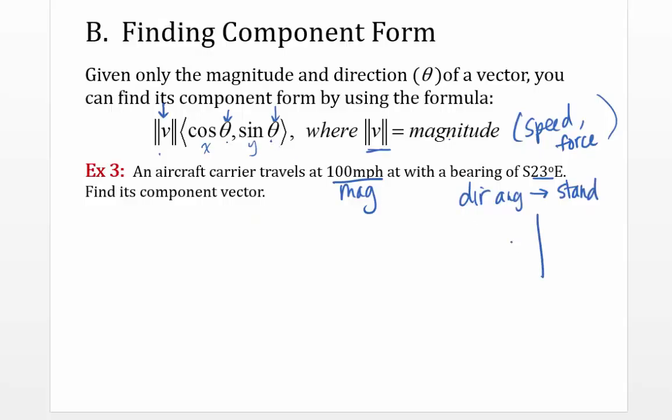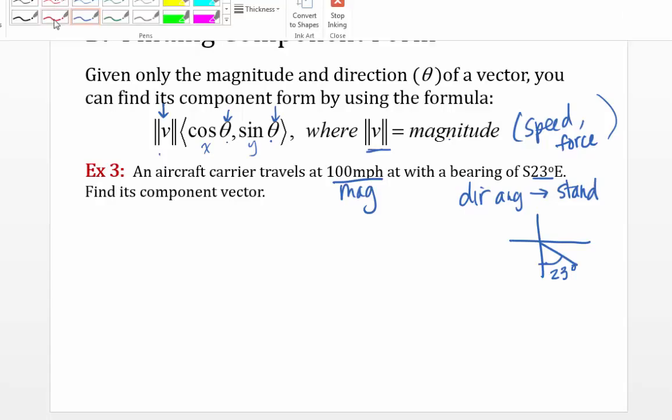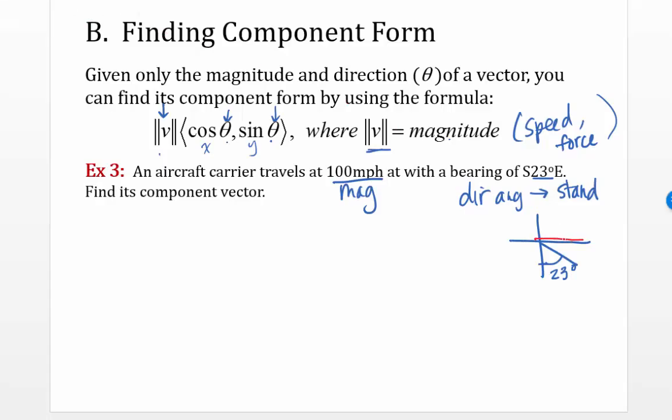So let me sketch this puppy out. Southeast is down here. 23 degrees is this angle right here, right? So if I want the standard form of that angle, I'm saying I want the angle that goes here and goes all the way around. So think about that. This axis is 270, right? So wouldn't I just take 270 and add 23 degrees? Sure. That would give me 293 degrees. That's that angle, theta, that I want to use in my problem.